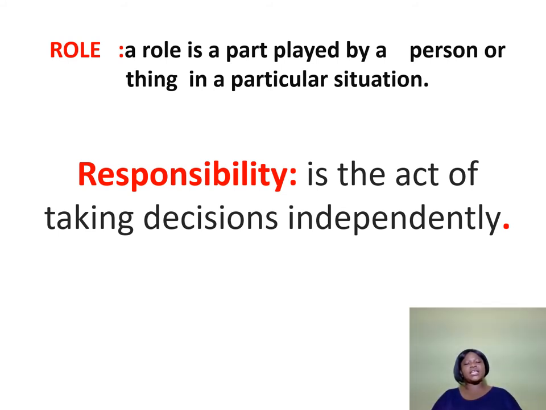Responsibility is the act of taking decisions independently. We are going to use these things in our next slide, so pay attention carefully. We said a role is the part played by a person or thing in a particular situation. A responsibility is what? The act of taking decisions independently.